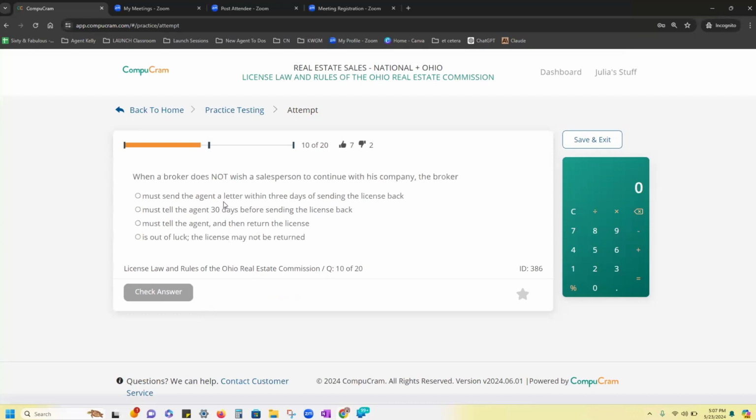Got it. Okay. So when a broker does not wish a salesperson to continue with his company, the broker: A, must send the agent a letter within 3 days of sending the license back. B, must tell the agent 30 days before sending the license back. C, must tell the agent and then return the license. Or D, is out of luck, the license may not be returned. So when a broker does not wish a salesperson to continue with his company, the broker does what?